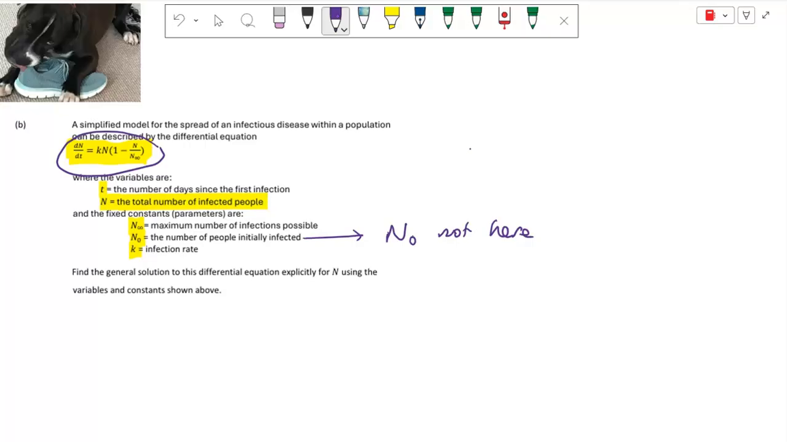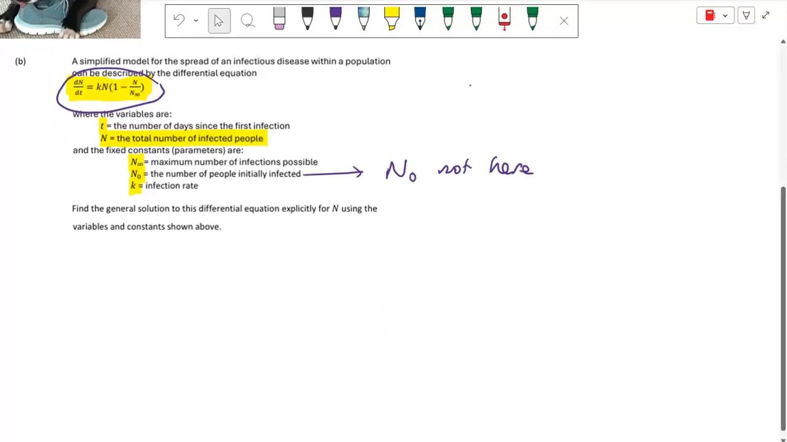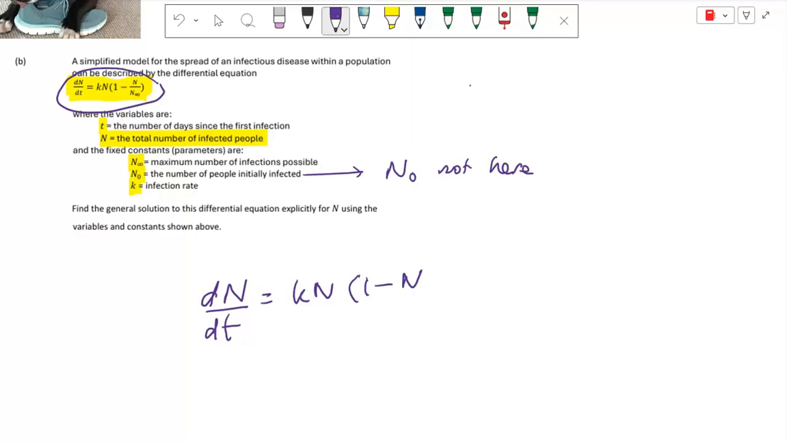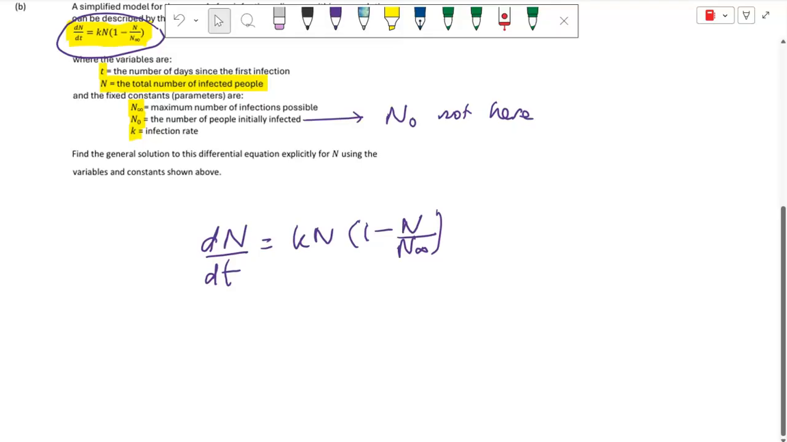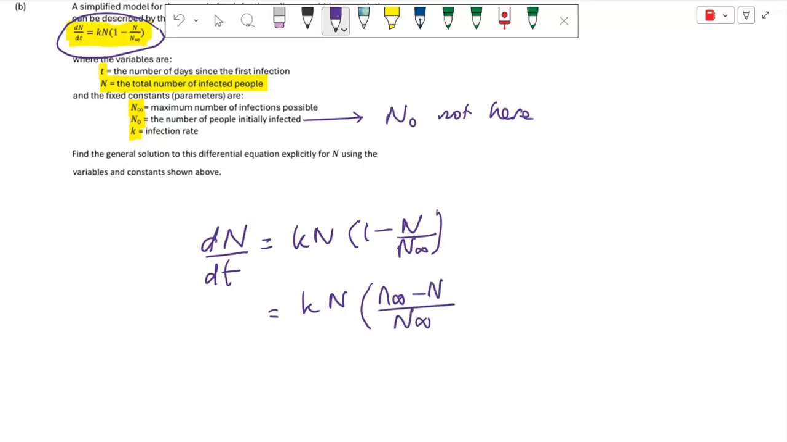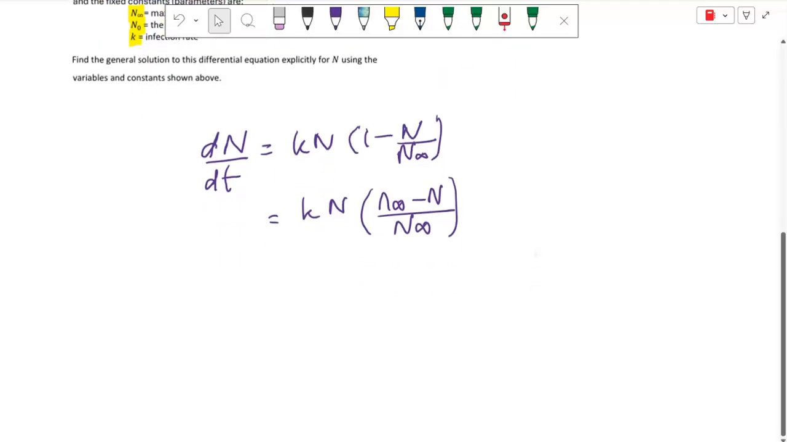And our job is to find a general solution to this DE explicitly for N. So that means you really want to have N on one side of the equation. So let's get going. We've got dN by dt is equal to Kn times 1 minus N over N infinity. Now, straight away when I saw that, I cleaned up the second factor into one fraction, like this. And I'm going to separate the variables, and the only thing I'm going to leave on the right-hand side is K. So what do we get?